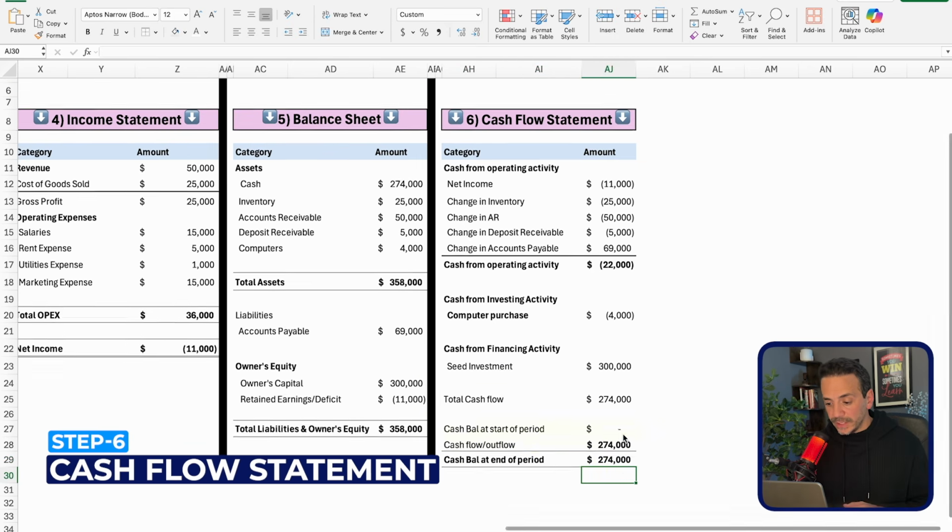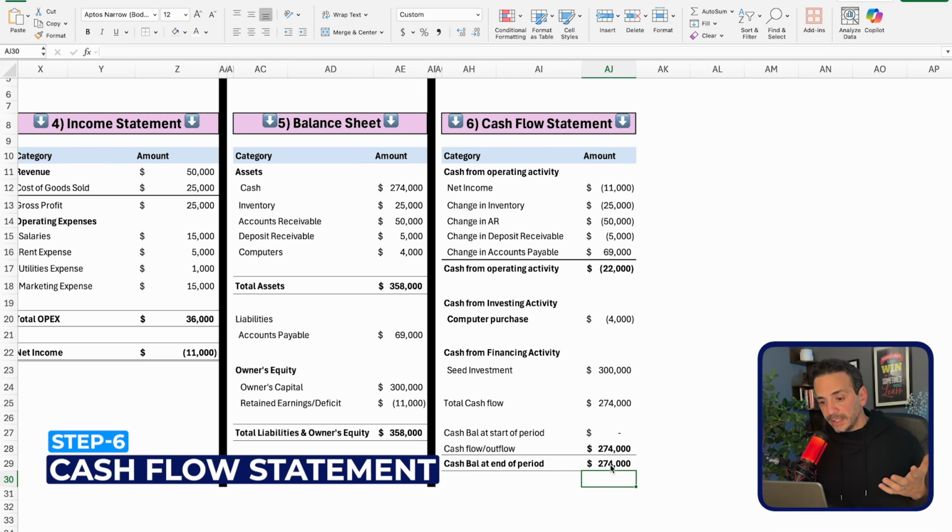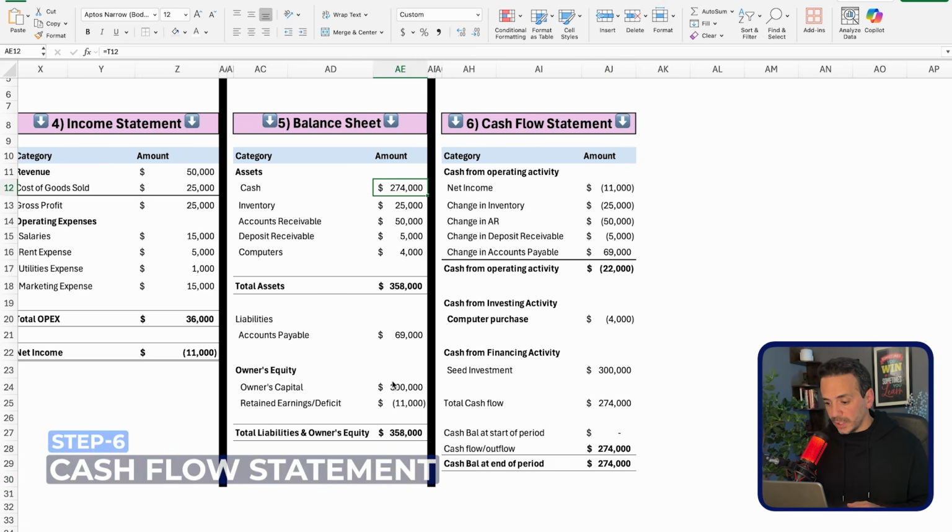$274,000. And notice, that's how you know you're right. That's going to equal the cash on the balance sheet, $274,000.